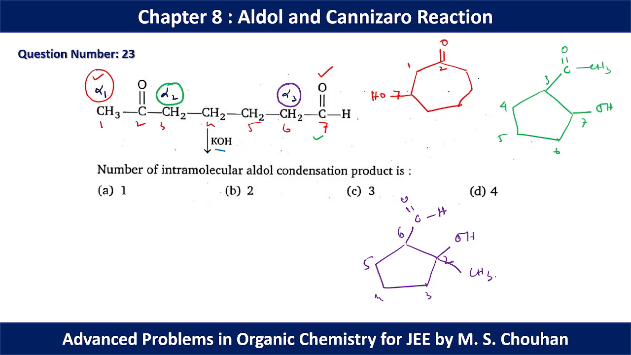So in this case we can form a total of 3 products. So option 3 should be the correct option. But here we have ignored the optical or geometrical isomerism part.